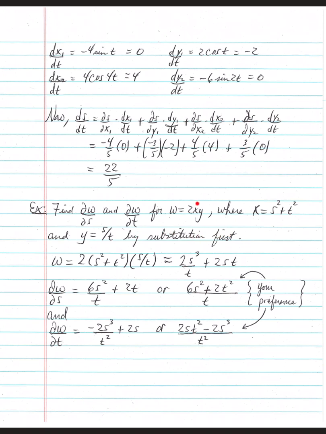Okay, so w is 2 times x times y. That's 2 times (s squared plus t squared) times y, which is s over t. So 2 times x times y. Distributing, that's 2s cubed over t plus 2s t squared over t. T goes into t squared t times. So be very careful distributing.